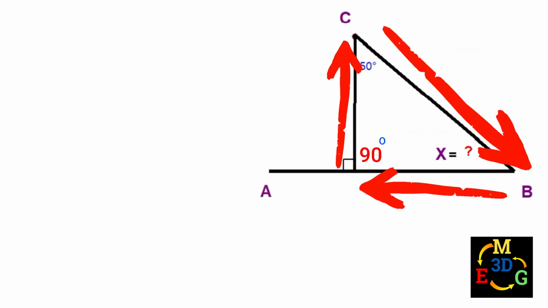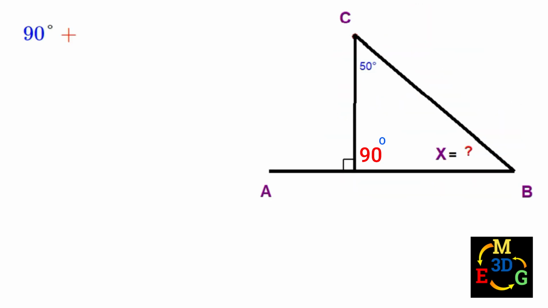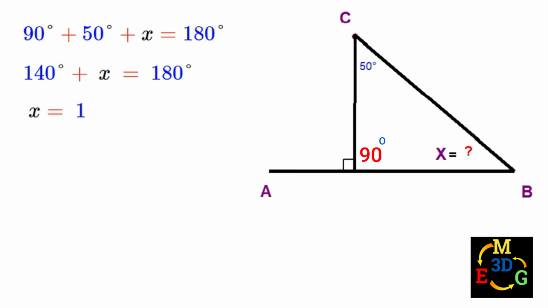For this triangle, 90 degrees plus 50 degrees plus X equals 180 degrees. 140 degrees plus X equals 180 degrees. X equals 180 degrees minus 140 degrees, X equals 40 degrees.